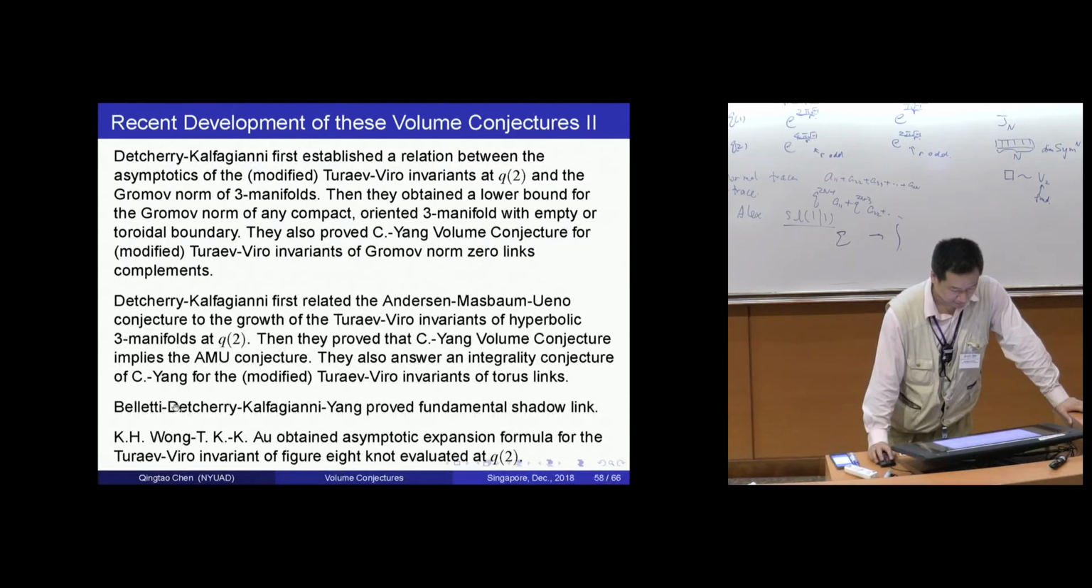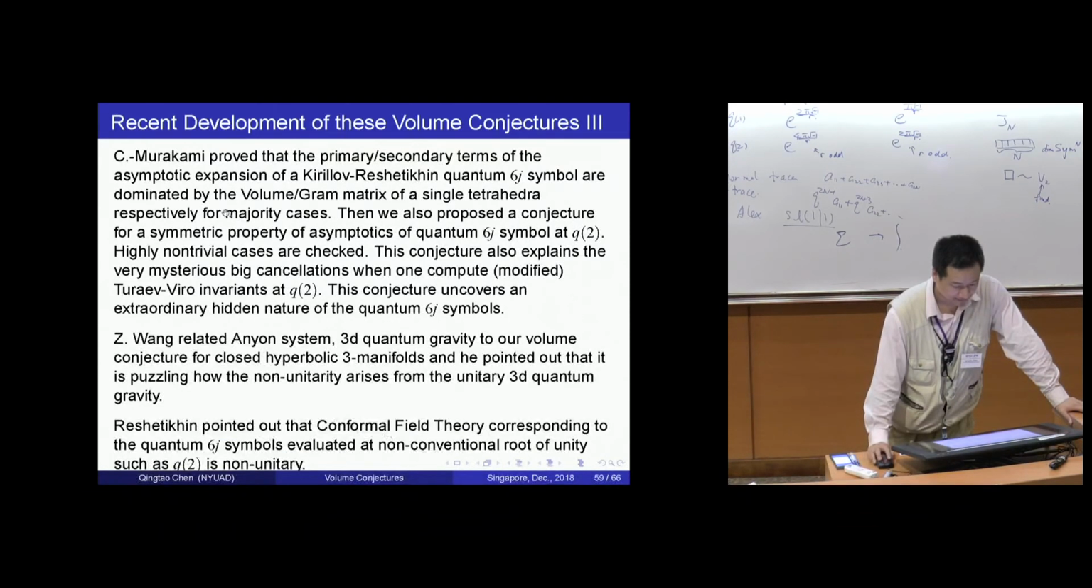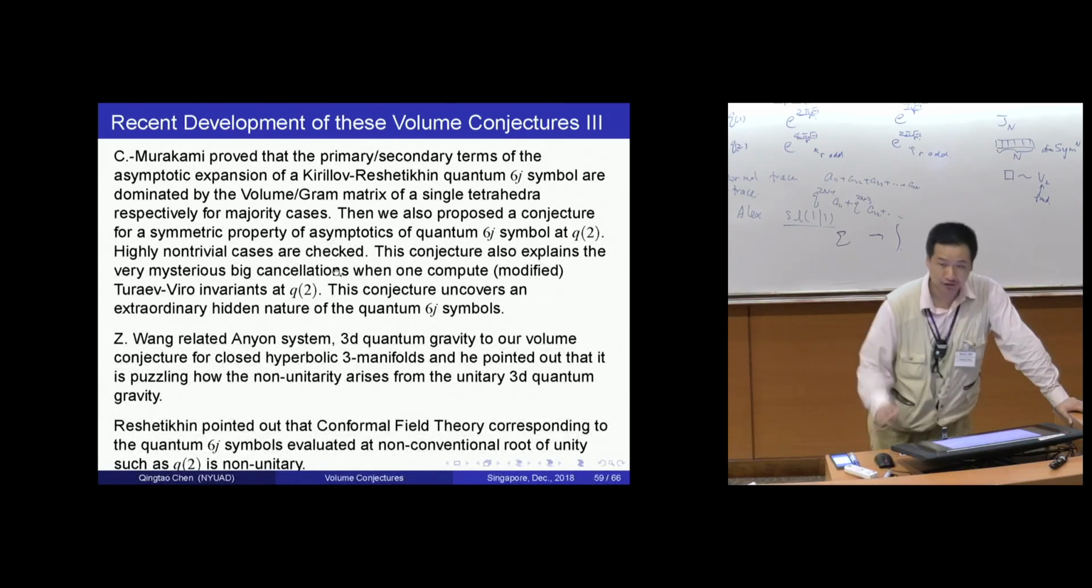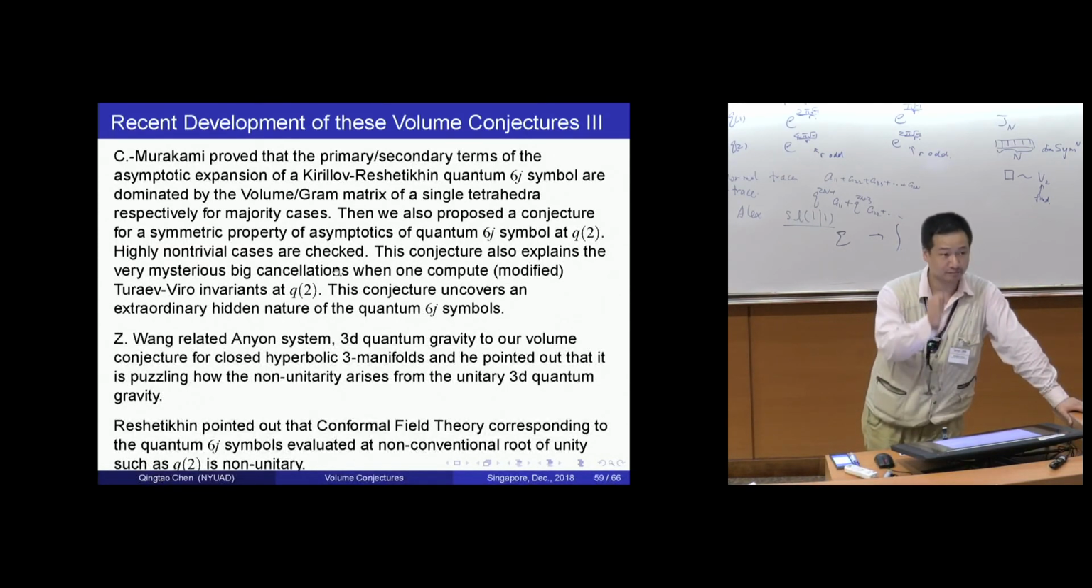And the recent paper is by Yang. They proved some fundamental shadow link, and this is the Hong Kong school. They obtained a full asymptotic expansion. And this is my new result with Jun Murakami. We consider the general case. So we studied the quantum 6j symbol, and we obtained that it is dominated by volume and the Gram matrix of a single tetrahedron. And we also find a new conjecture. The new conjecture can explain the big cancellation.